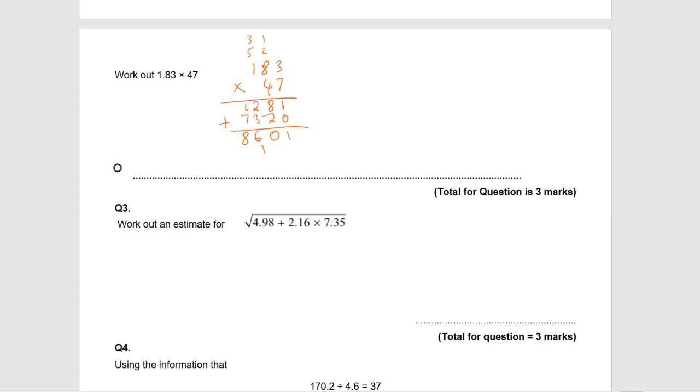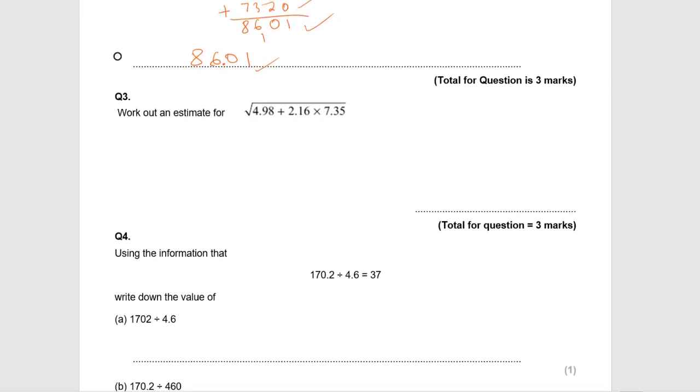Now we need to put the decimal back into the answer. We have 8,601. Now remember, we multiplied 1.83 by 100 to get rid of the decimal, so we just have to divide the answer by 100. That gives us 86.01. And this question is worth 3 marks. And where do we get the marks? 1 mark for all the calculation here, then 1 mark for having 8,601, and the final mark for putting the decimal in the right place.